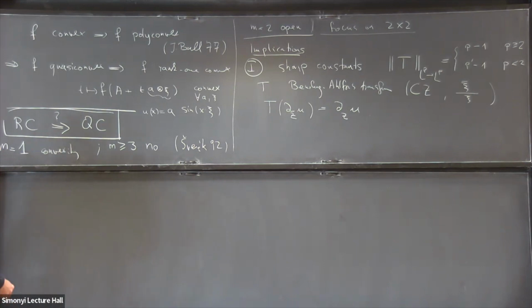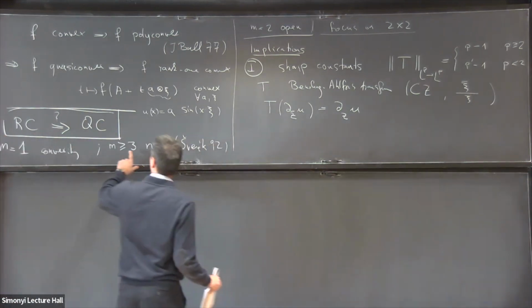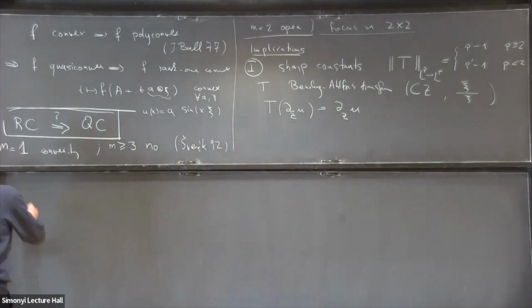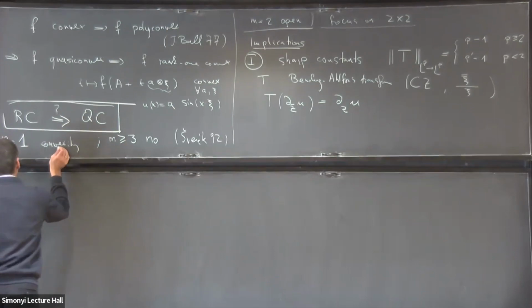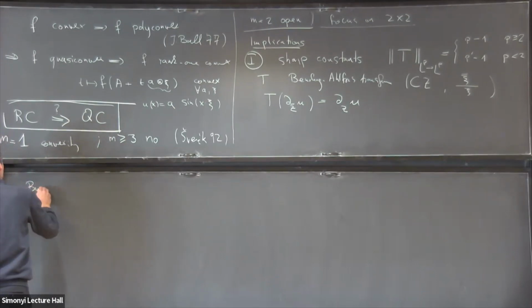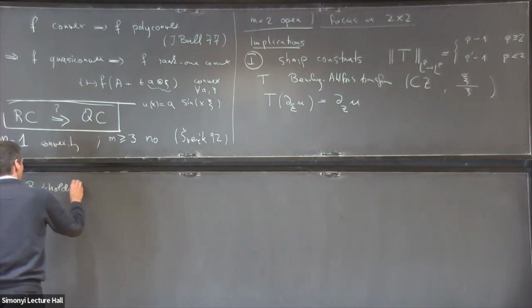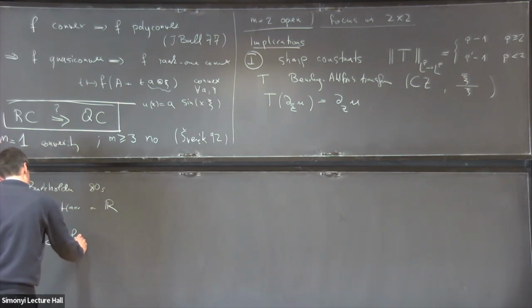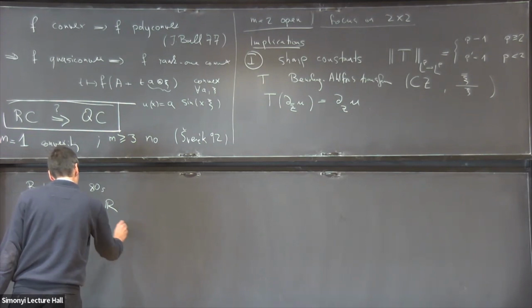Okay, so just to give you an idea of how this implication implies that, let me just look at the following very simple example. This is motivated by Burkholder's work in the 1980s. So take the Haar basis on R and consider two functions with Haar basis decomposition, Fk and Gk.